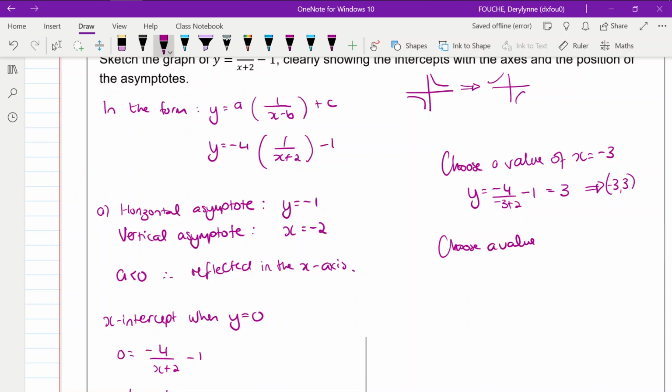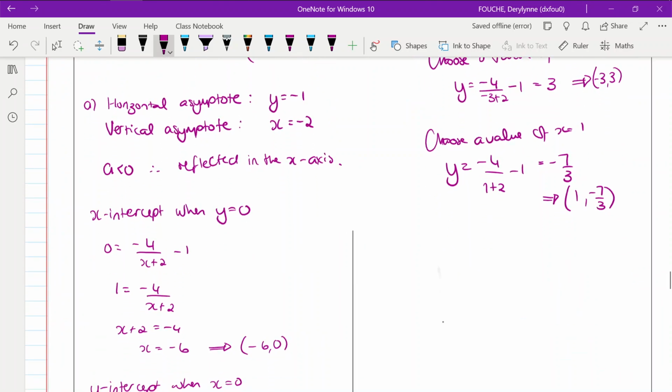Choose a value of x equals 1. So y is -4 over 1 plus 2, minus 1. And that gives me -7 on 3, which is -2 1/3. Okay, so I've got another point there at 1, -7 on 3.